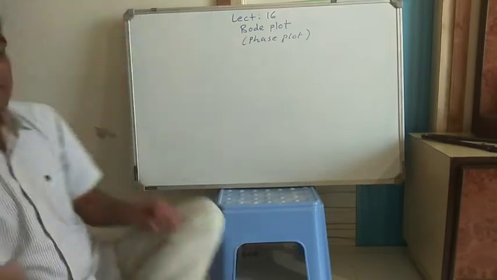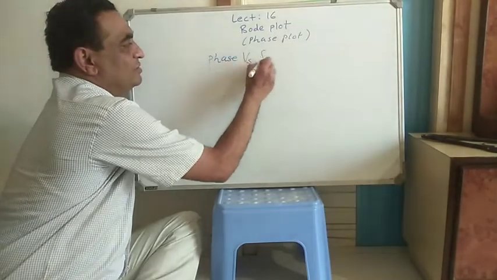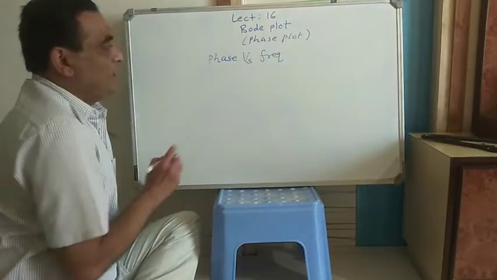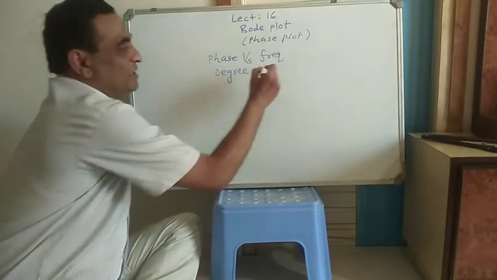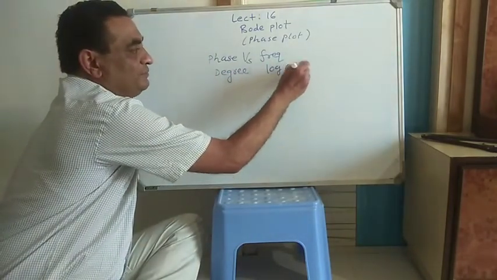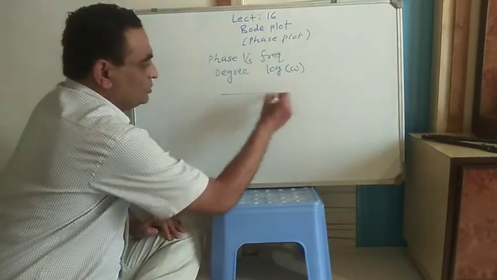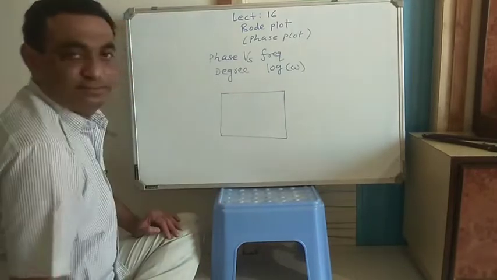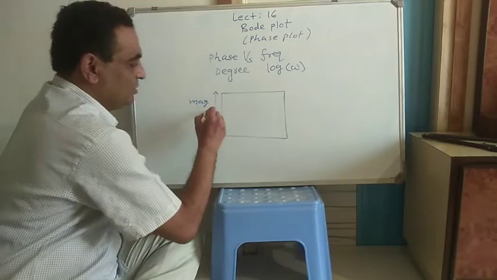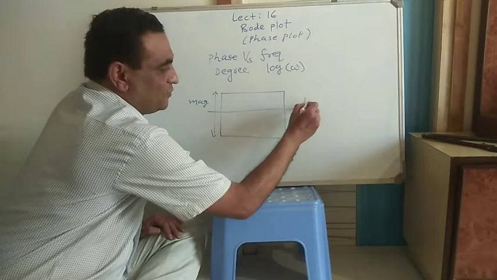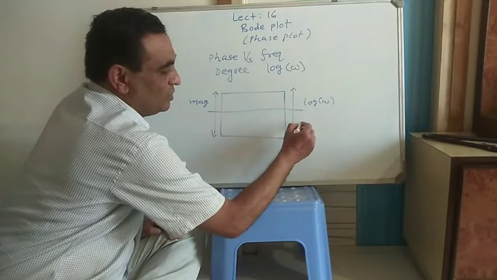So the phase plot is the phase versus frequency, and this phase is in degrees and frequency is log of omega. It is a logarithmic scale. If you look into the semi-log graph paper, then this axis is used for magnitude, this axis is used for log of omega, and this axis is used for the phase.